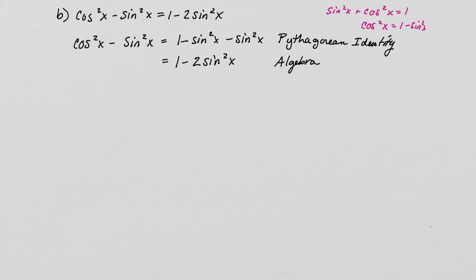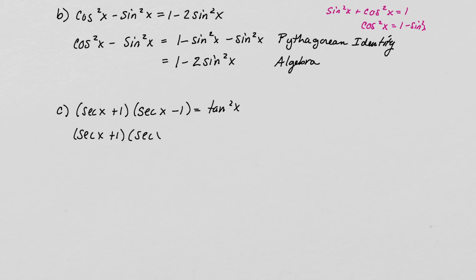We'll try one more here. I have secant x plus 1 times secant x minus 1 equals tangent squared x. Again, we're going to start with the left-hand side: secant x plus 1 times secant x minus 1. We eventually want to get to tangent squared, so we're going to want to use that Pythagorean identity. We have some secants, so maybe we can use that tangent squared x is equal to secant squared x minus 1. But I'm not quite there yet.